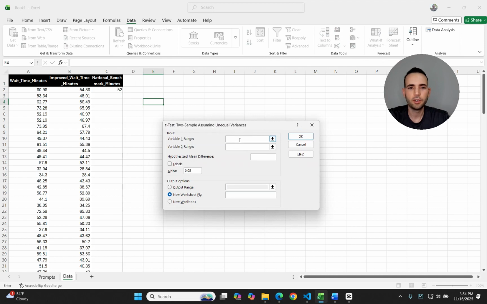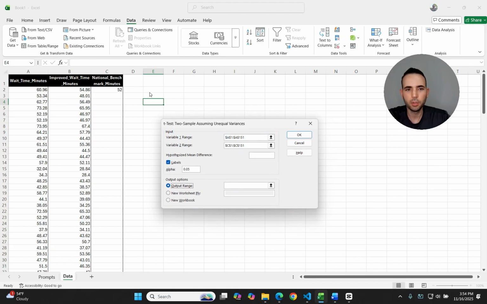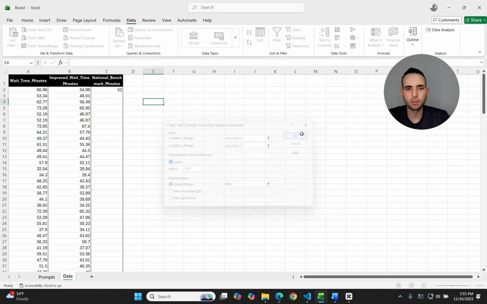Next, you want to select the variable 1 range. So just drag down from A1 to A151. For variable 2, now we want to trick the system into just taking in the national benchmark, 52. So we want to do the same, just select and drag down to 151. It will not work unless they are equal in length because they're paired. And then the alpha is 0.05. We do have labels, so make sure we include that. And then we want the output here within the same sheet.